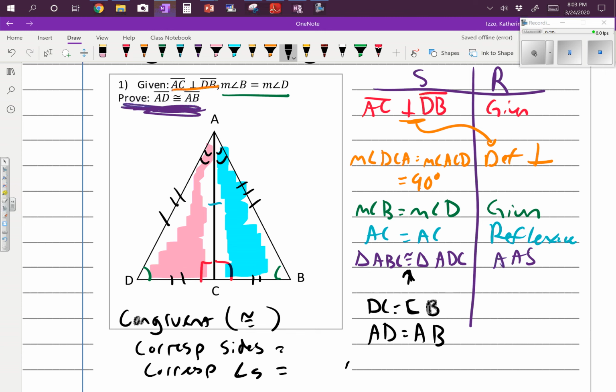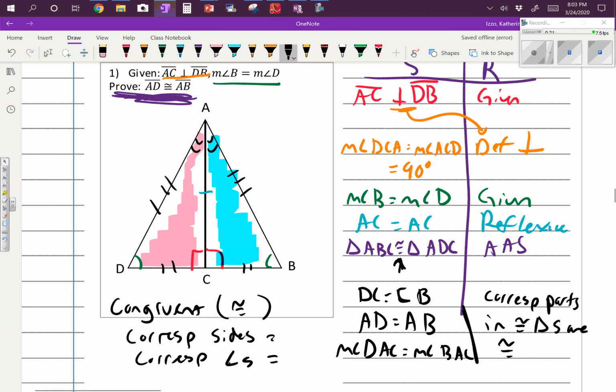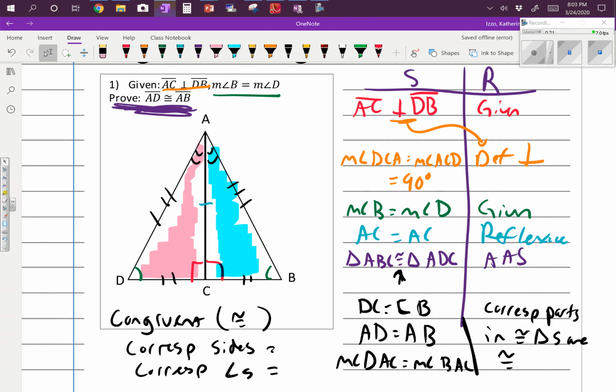I can say measure angle DAC is equal to measure angle BAC. And that is because corresponding parts in congruent triangles are congruent. And you have to write it all out. Now you can use the symbols. You can do corresponding parts in congruent triangles are congruent with the symbols, but you cannot simplify it to CPCTC. That is what we call the lesson, but it is not actually what you write in your proof.